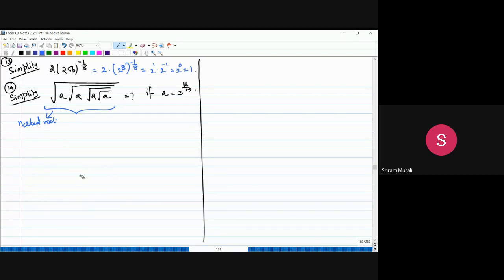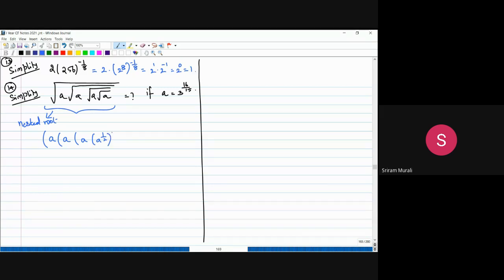If a is 3 power 16 by 15, I will come to this 3 power 16 by 15 later. First you take this expression. What I do is, this is a, put a bracket. It is again a, this is for the second a, this is for the third a, this is for the fourth a. I got 1 by 2.